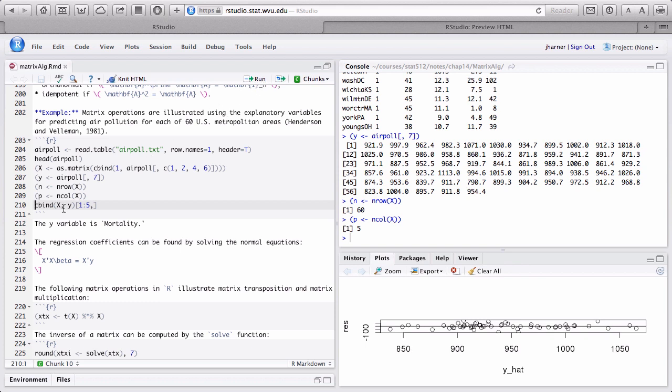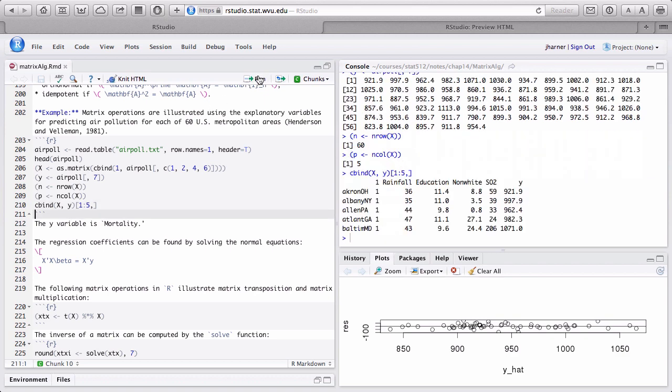Now I can C-bind, that means column bind. I'm going to combine X with Y into one matrix. And I said to list the first 5 rows, and so that's my data including the Y. And the Y is, of course, the mortality rate. I think it's mortality rate per 100,000.